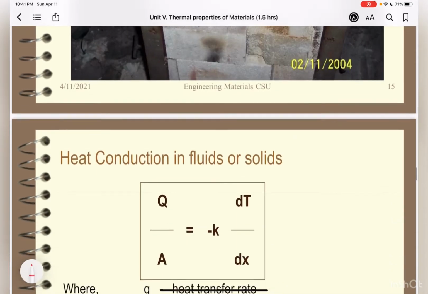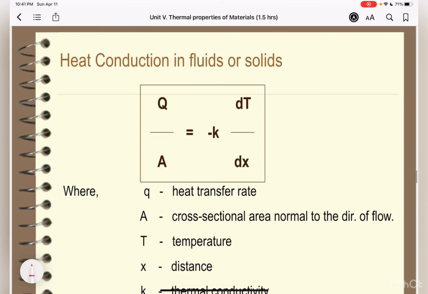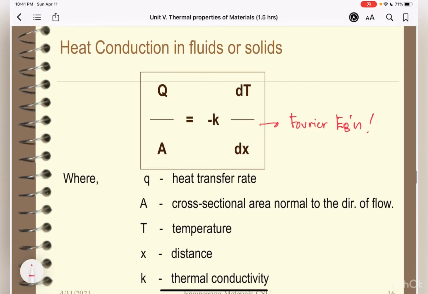Okay, let's discuss more about heat conduction. So heat conduction in fluids or solids is given by this equation. This is actually the popular Fourier equation. You will be dealing with most of this when you take up heat and mass transfer, I think by next semester, and hopefully I'll still be your professor in the subject.